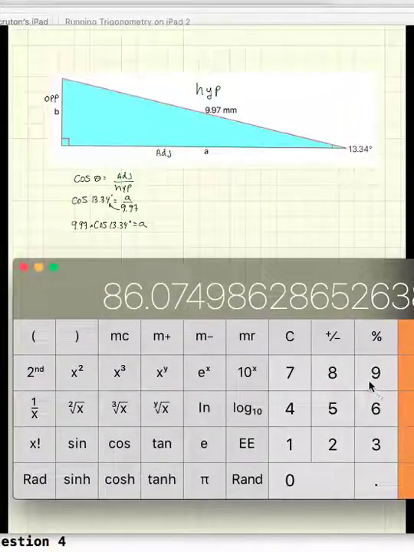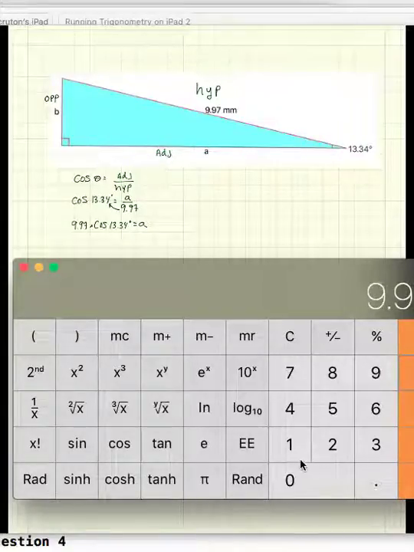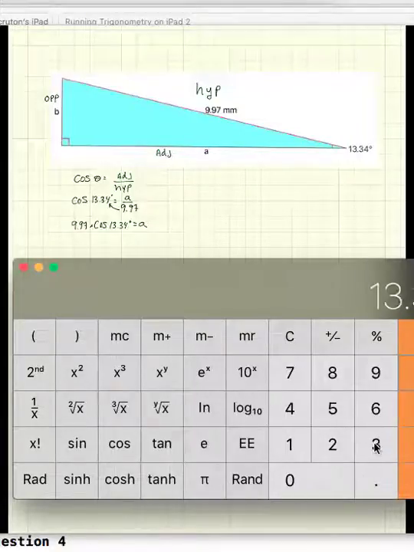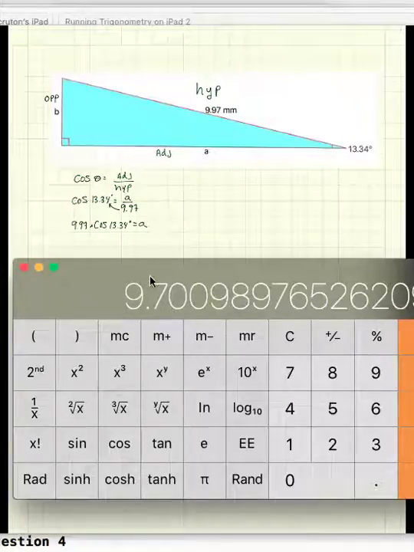And now it's handy dandy calculator time. So 9.97 times cosine of 13.34 degrees is equal to 9.700989. I'm just going to copy that into the memory of the calculator. Then I'm going to figure out the B side.